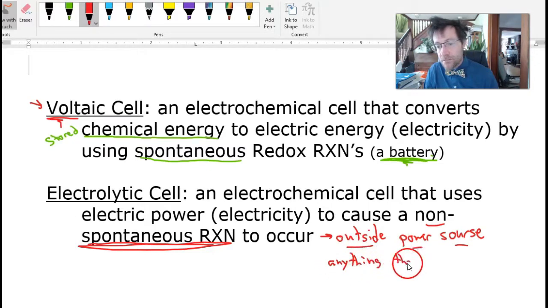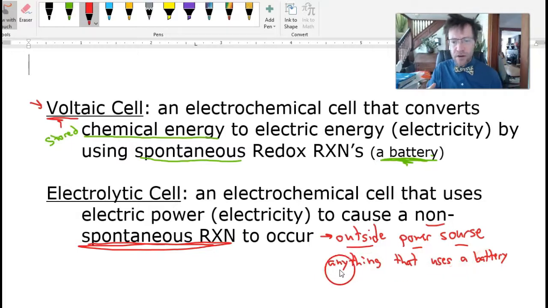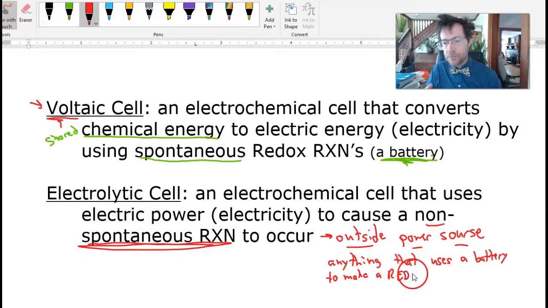anything that uses a battery to do something, that uses a battery to make a redox happen. So in our homeworks and stuff, anytime you see a battery, it's instantly an electrochemical cell. Got it? So again, the voltaic cell produces voltage.